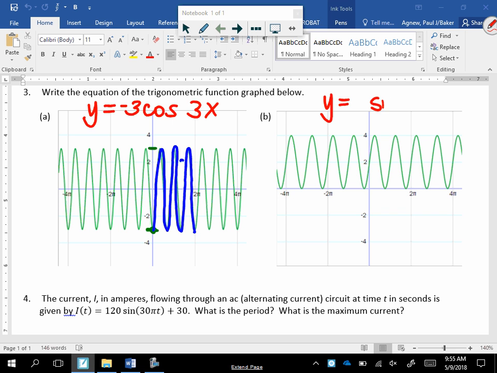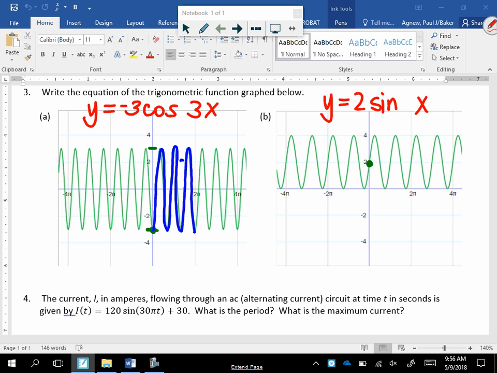Yeah, it's a sine function because when it crosses the y-axis, it's right here, and you can see that's in the middle, halfway between its maximum and minimum values. So it's kind of in the middle of that cycle. Let's determine amplitude. What's the biggest value? And the smallest. The difference between those is 4, and half that difference is 2, so the amplitude is 2.